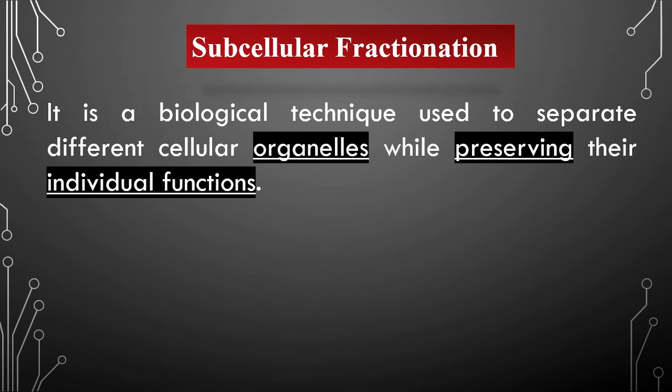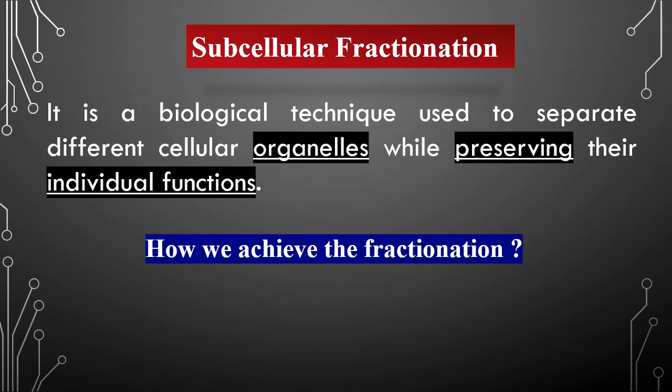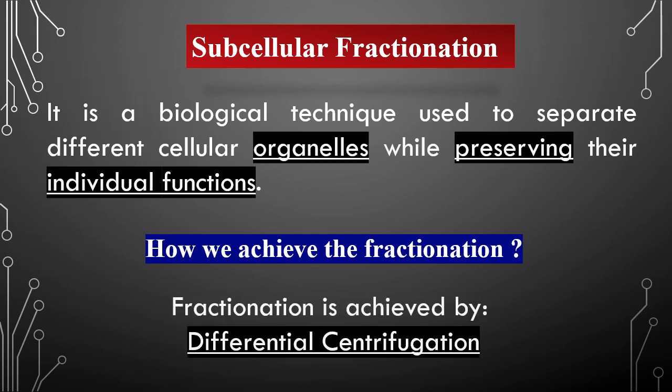Subcellular fractionation is a biological technique used to separate different cellular organelles while at the same time preserving their individual functions. How do we achieve the fractionation? To achieve the fractionation, we have to use differential centrifugation. Next, we will see what this means.